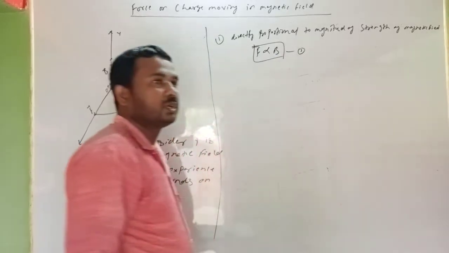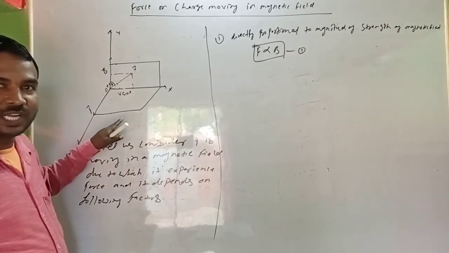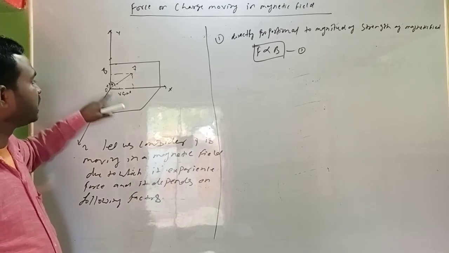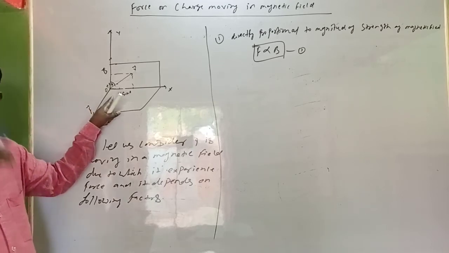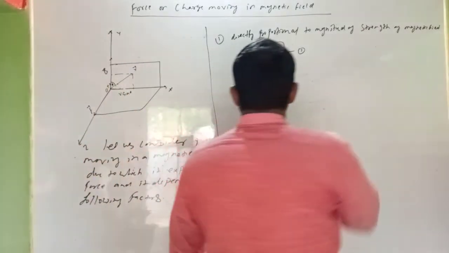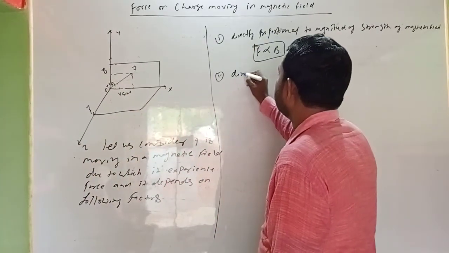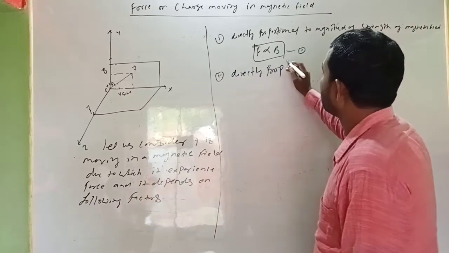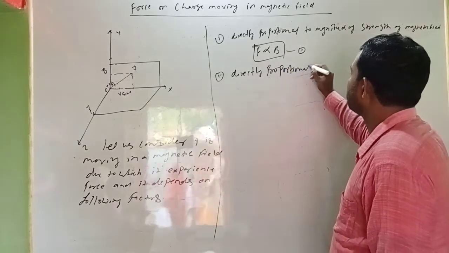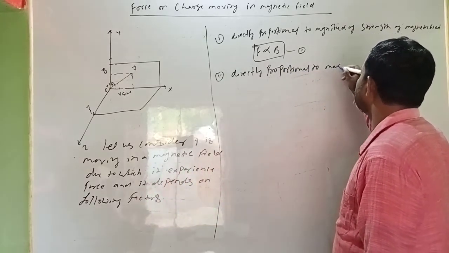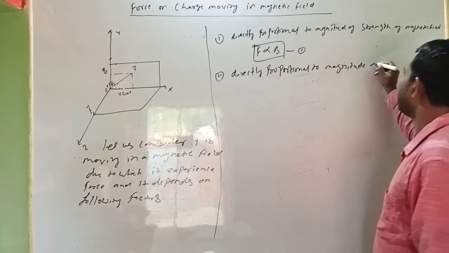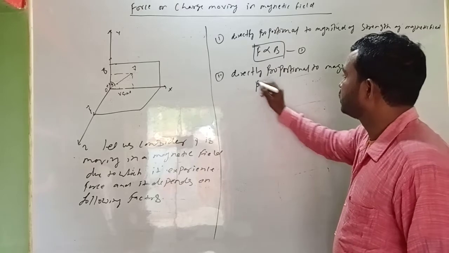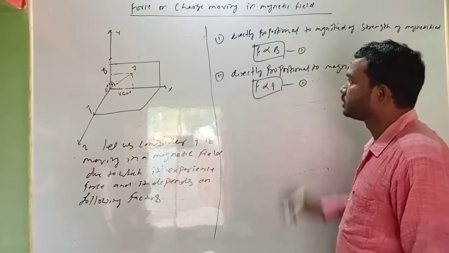You can put this as equation 1, because when the force is experienced, F will be directly proportional to B. Is it clear? Another, you can also write that it is directly proportional to the magnitude of charge. That means F is directly proportional to Q. Put this as equation 2.